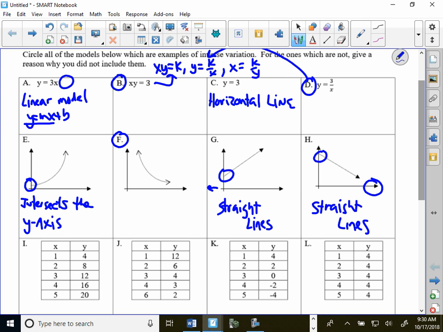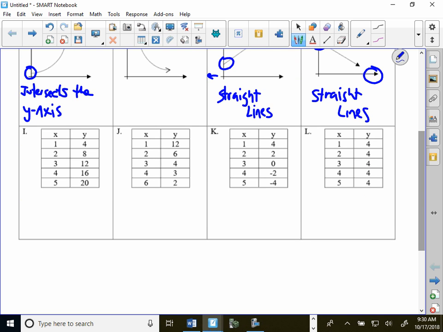Okay. Now the last part is the tables. Now remember, in the tables, you have to have either x times y equals that constant, or if you divide, right? If you divide everything by x, you should get the y's, or vice versa, right? So if I look at the first table, okay, if I were to multiply 1 times 4, that equals 4. 2 times 8 is 16. This is 36. This is 64, and that's 100. So obviously, that doesn't work, right? So I know this is not inverse.